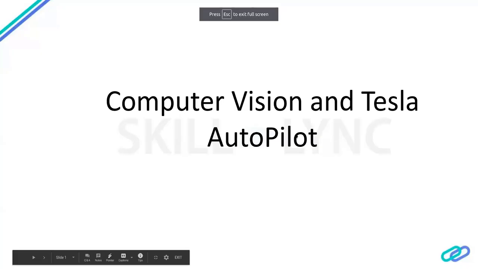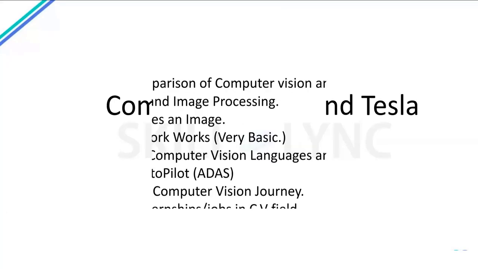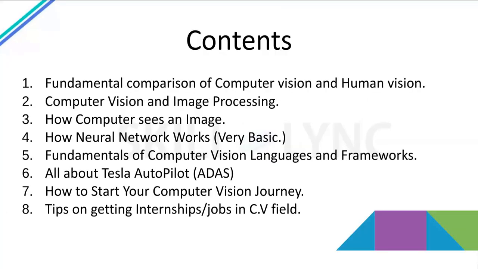Today, I'll be taking a webinar on computer vision and Tesla Autopilot. These are the contents for this webinar. I'll be talking about what features we have correlated with computer vision and human vision, how computer vision and image processing are different, how exactly a computer sees an image, what neural networks are, and we'll have a coding session also, what the fundamentals of computer vision are, the languages that are used, and the frameworks that are used.